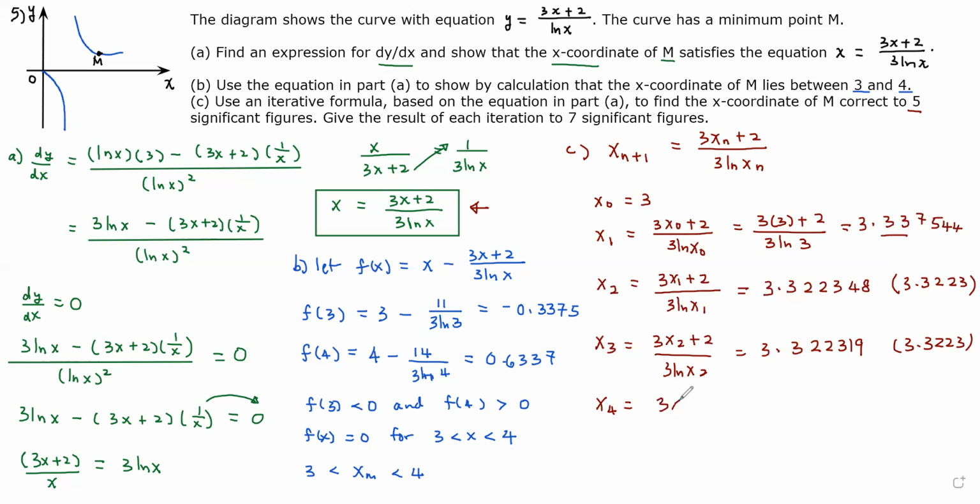Then that is (3 x sub 3 plus 2) over 3 ln x sub 3. We use this x sub 3 value and we compute x sub 4 to obtain 3.322319. To 5 significant figures, we have 3.3223. And in that case, the x coordinate of M has a value of 3.3223 to 5 significant figures.